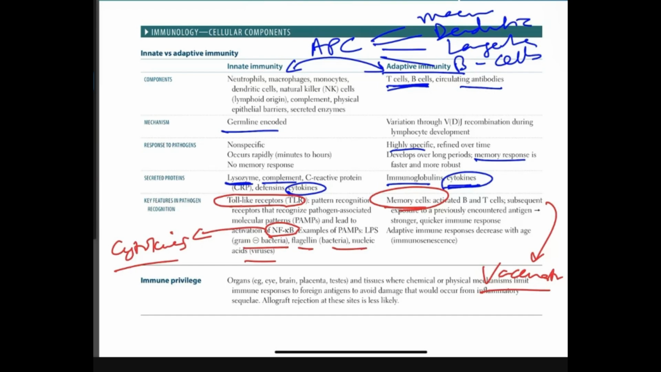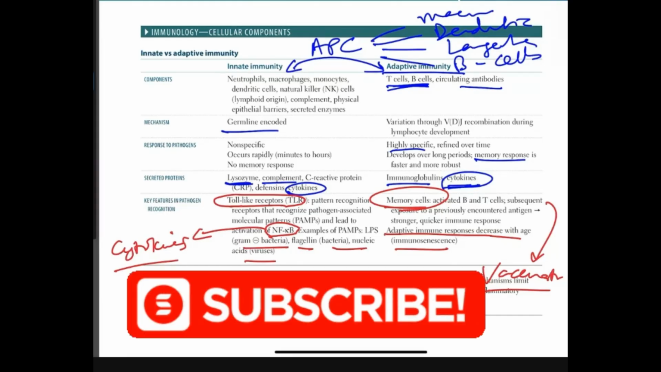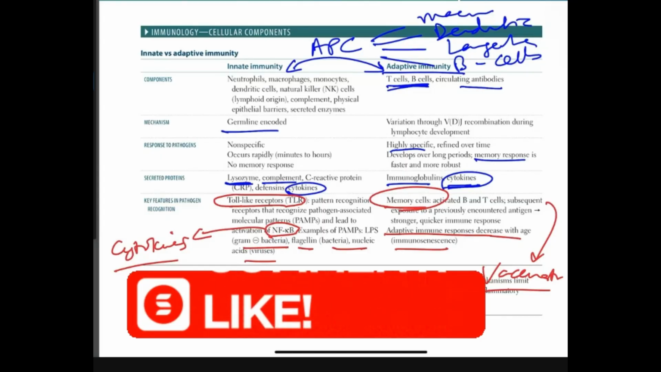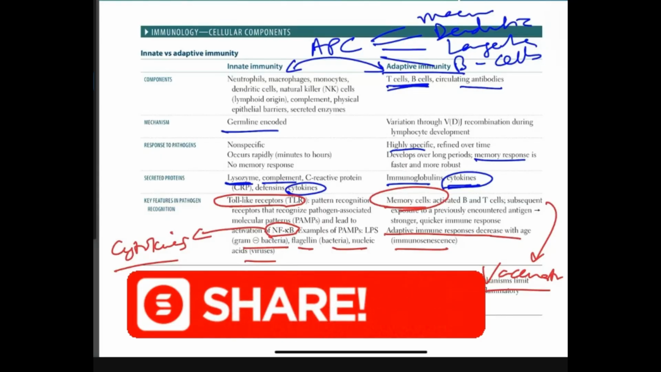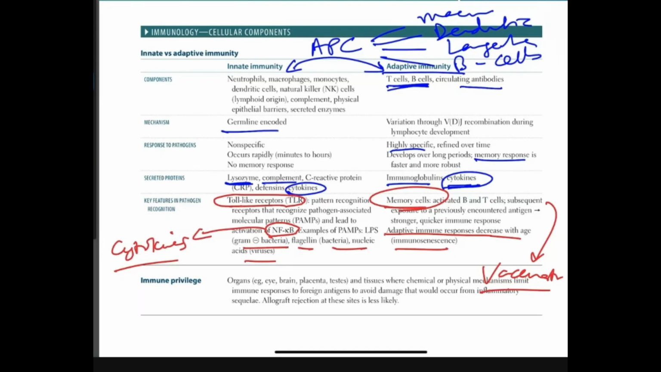Then another problem with the adaptive arm is that as the person ages, the response decreases with age. That's immunosenescence. This affects both B and T cells. Some other cells, like the macrophages and dendritic cells, are also affected by immunosenescence, so their functional capacity decreases with age. The bone marrow's ability to respond to new antigens also decreases with age.